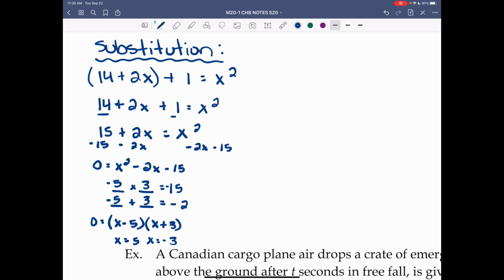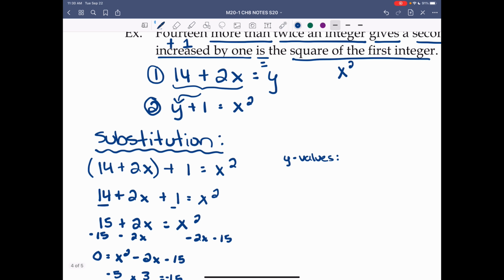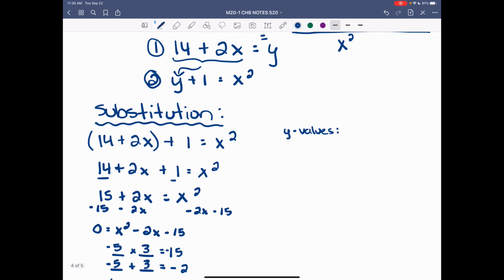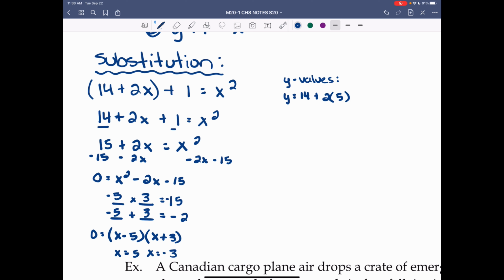Now that we've found our x values, we can substitute in to find our y values. We need to use one of our equations to substitute in our x values. So I'm going to use the first equation again. I already have y isolated, so it's easy. I'm going to put y equals 14 plus 2 times positive 5. And then I'm going to solve for y. 14 plus 10, y equals 24.